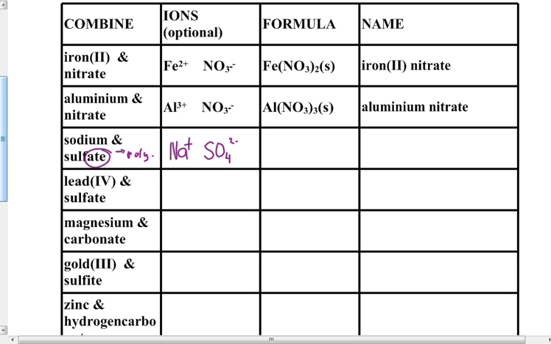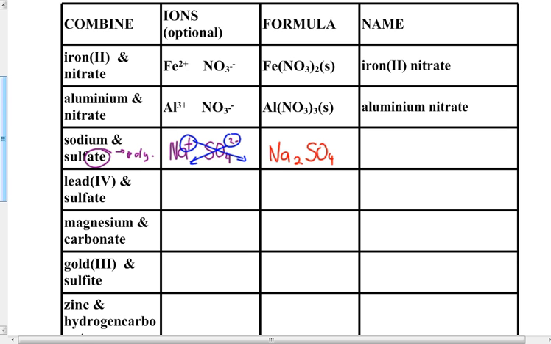SO4 2 negative. So our SO4 compound has a 2 minus charge. We're going to treat this the same way and do our switch. For every sulfate, how many sodiums do we need? 2. And how many sulfates do we need? 1. Because we only need 1 sulfate, with 2 sodiums, we don't need brackets. Only when we need more than 1 polyatomic do we need brackets.